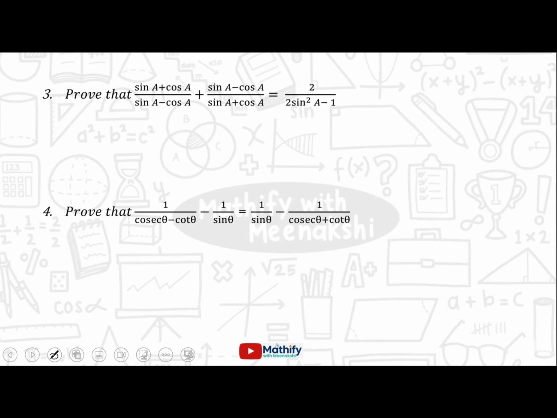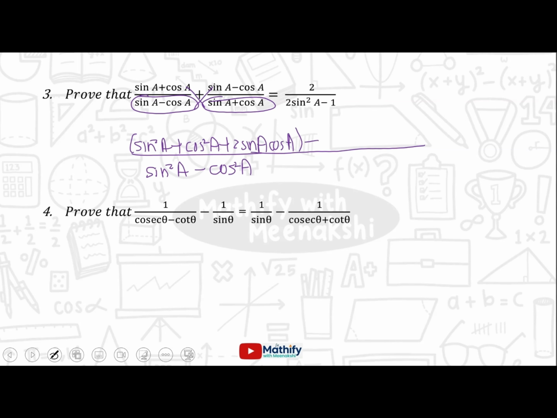In the third question, again, if you see carefully, here the sign is different. So again, we'll take LCM. In the LCM, A plus B, A minus B, that is sine square A minus cos square A. And for the numerator, you will do cross multiplication. That is A plus B whole square. You can write sine square A plus cos square A plus 2 sine A cos A. And similarly here, A square plus B square minus 2AB. That is minus 2 sine A cos A.